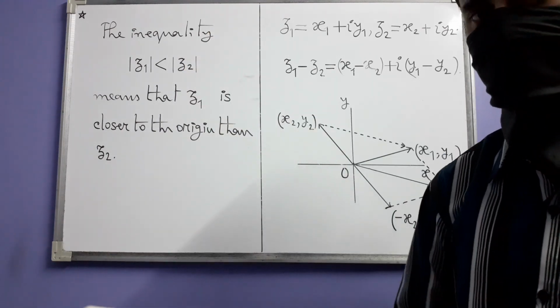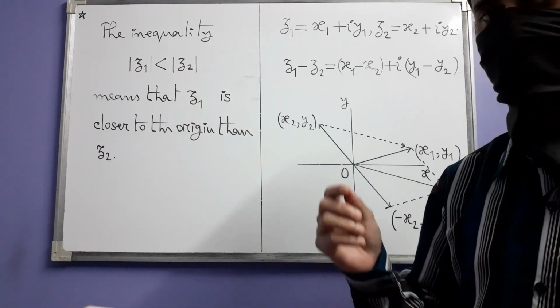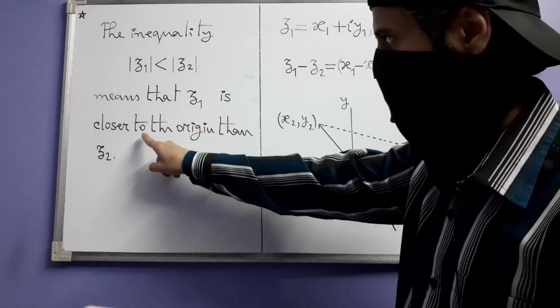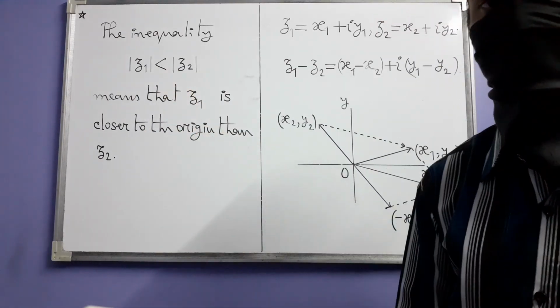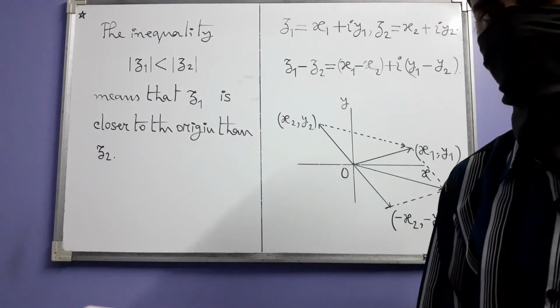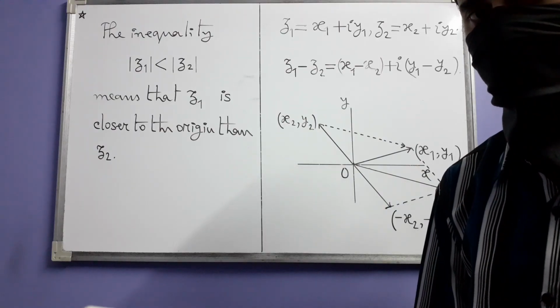Now with the geometric meaning of modulus available to us, we can make sense of this type of inequalities geometrically. When you think of Z1 and Z2 as points in the complex plane, this inequality means that Z1 is closer to the origin than Z2, because this is the distance of Z1 from the origin and this is the distance of Z2 from the origin.